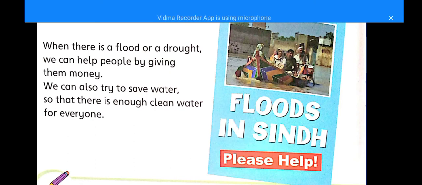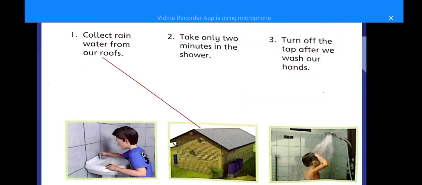So this was the end of our reading from textbook page number 70, and now we are going to solve this one short exercise at the end of textbook page number 70. There are three points they have given us. The first one is that collect rainwater from our roofs. The second one is that take only 2 minutes in the shower. And the third one is to turn off the tap after we wash our hands. And we have to match these points with the relevant pictures.